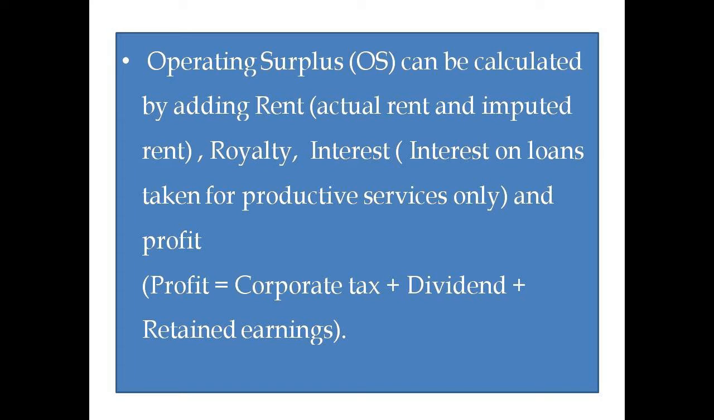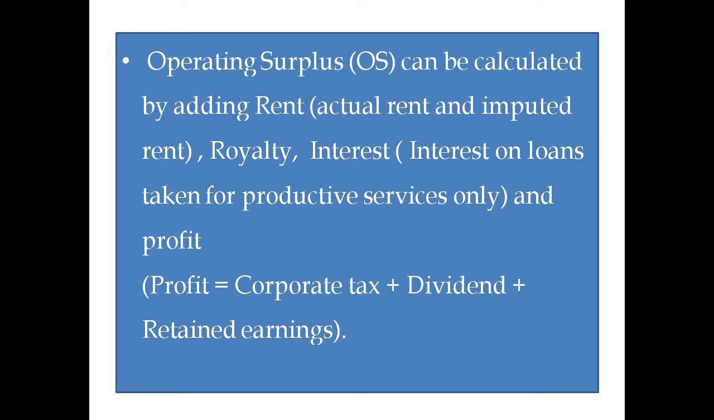Next one is operating surplus, we write it as OS. OS can be calculated by adding rent, royalty, interest. Remember, interest on loans taken for productive services only should be considered. And profit. If you add all these, you will get OS. So OS is equal to rent plus royalty plus interest plus profit.